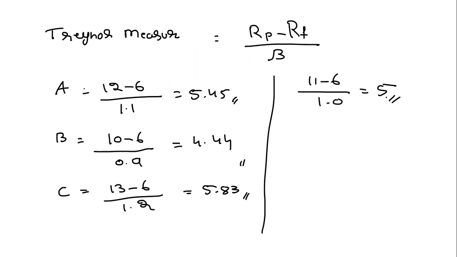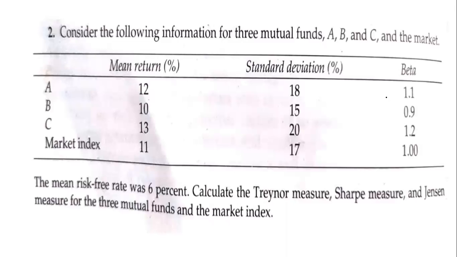So this is using the data and calculating it for the Sharpe measure, Treynor measure, and Jensen measure for the 3 mutual funds and also for the market index.